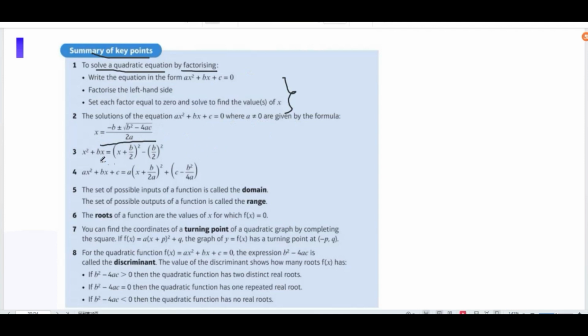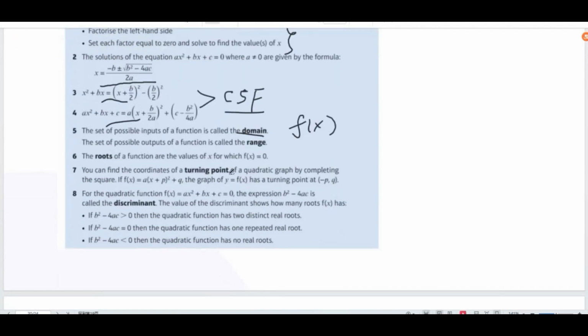And these two equations in form is about complete square form, we call CSF, right? So this is f(x). The input of the function we call the domain, right? And the output we call the range. The roots of the function are the values of x for which f(x) equals 0, which means we have to solve that equation, so the roots. And we have to find the coordinates of our turning point by completing the square. Use this form to find the TP, the turning point.